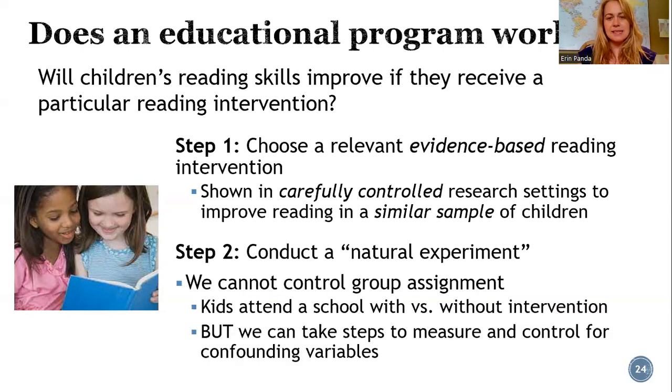So in many cases in applied educational or mental health research, we can't control who is getting the program and who's not. But we can still take steps to measure and control for possible third variables to ensure that they aren't confounds in our design and can't provide an alternative or equally viable explanation for the results. So they can't explain children's improved reading outcomes. When we control for these, then we can be more confident that it's the intervention that's actually working.